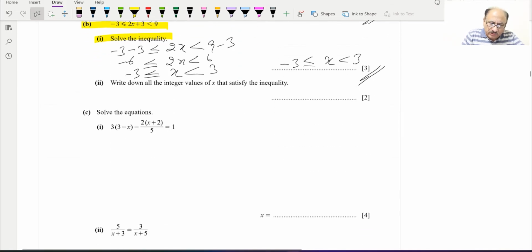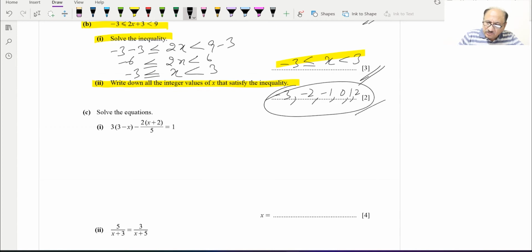You will have to show your working also. Second part, write down all the integer values of x that satisfy the inequalities. So in this inequality, what are the values? -3 is included because this is an equal to sign, and -2, -1, 0, 1 and 2. This will be the answer for this 2-mark question.